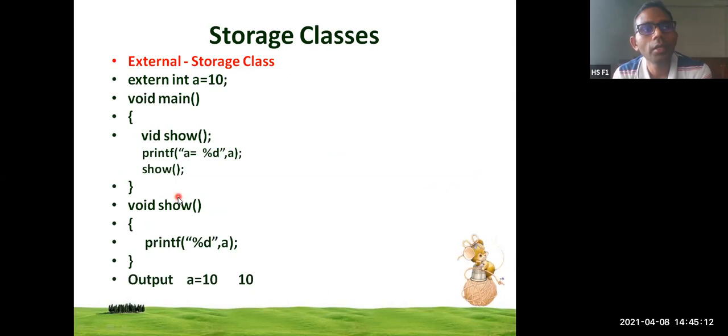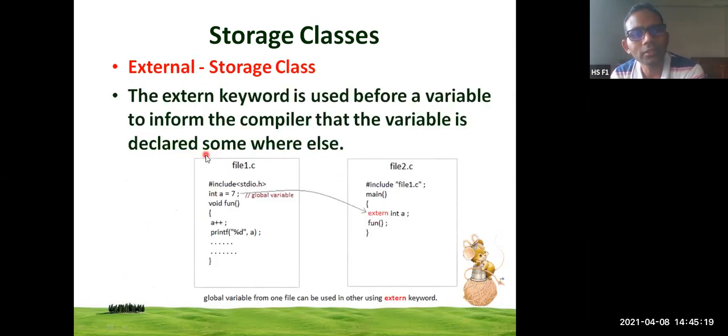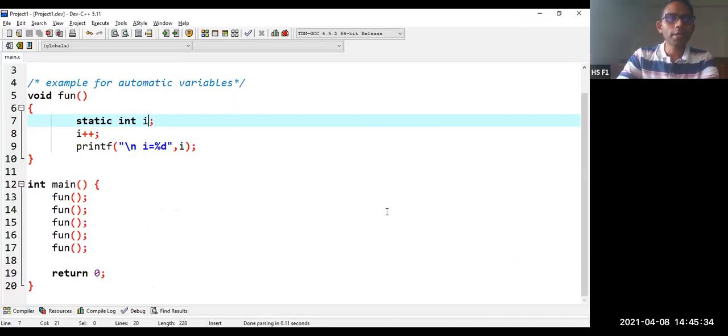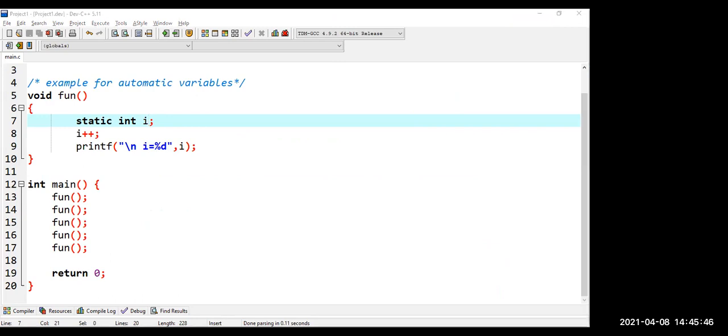So this is sample code: extern int show. Let us write the program, then we'll come back to this example. Let us go back to Dev. So I hope you can see the Dev environment. Is it visible? Yes, sir.